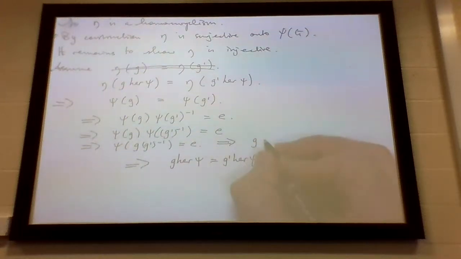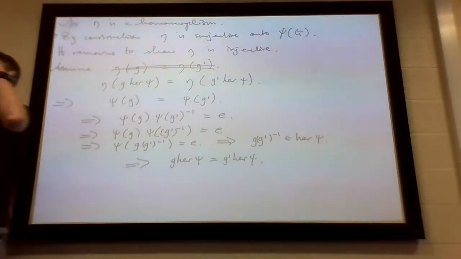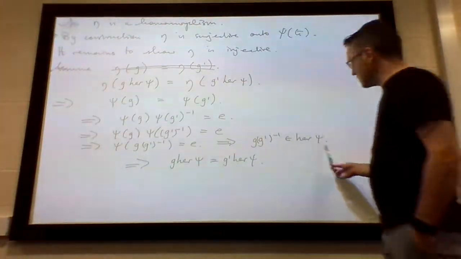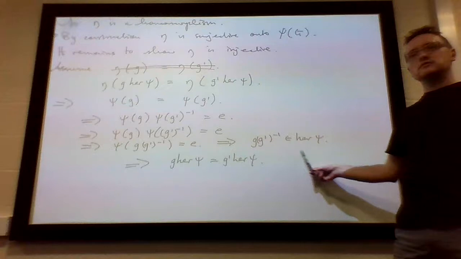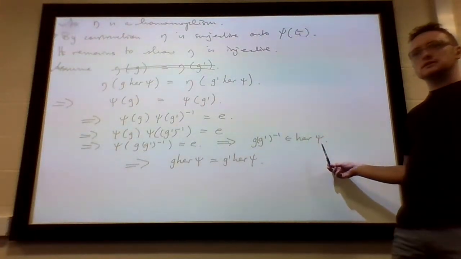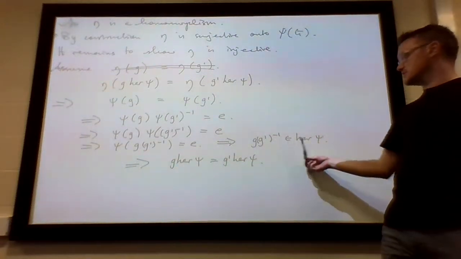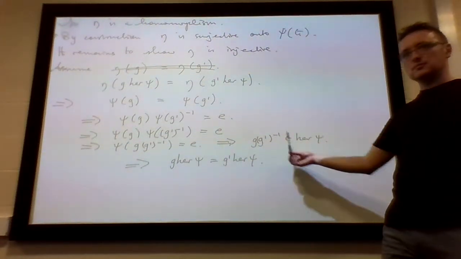And that implies that the product of these two, whatever it is, is in the kernel of psi, because it gets mapped to the identity. By definition, it's something in the kernel. And if you look back at our initial technical results about cosets, if an element times the inverse of another element is in the kernel, that means their cosets are equal.